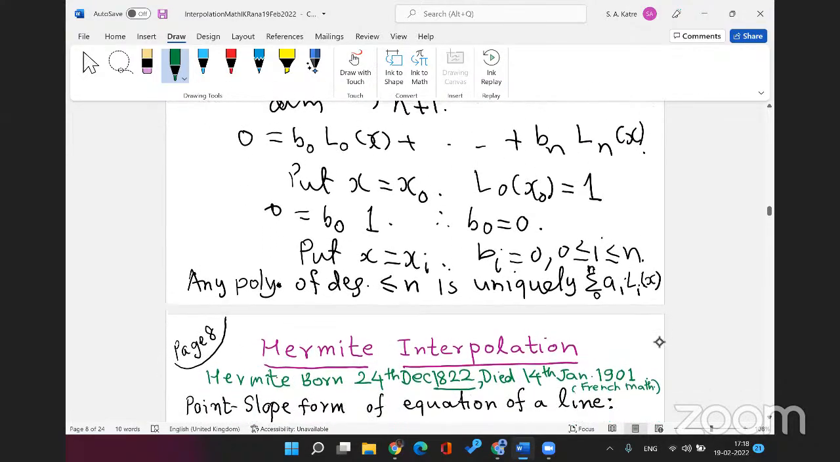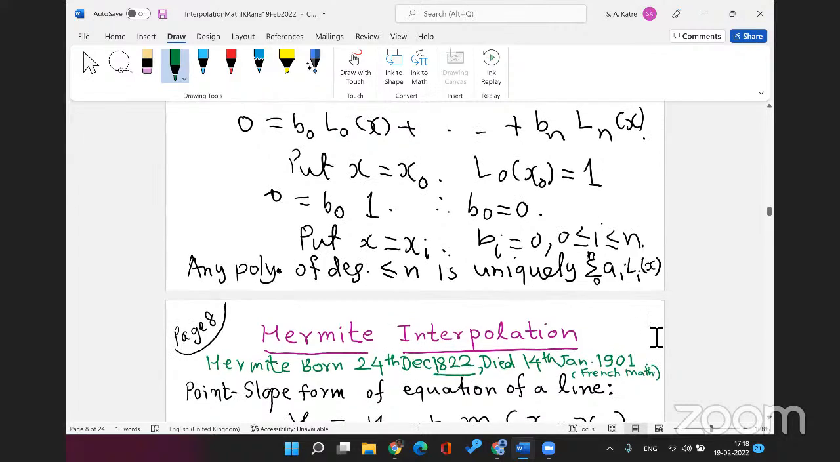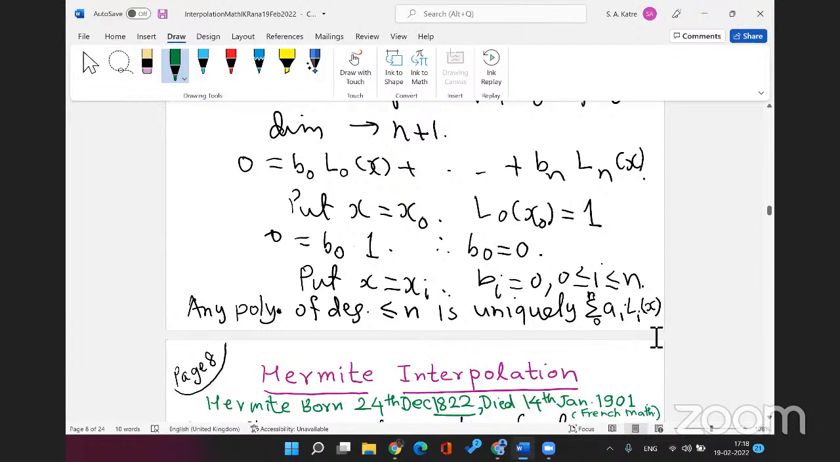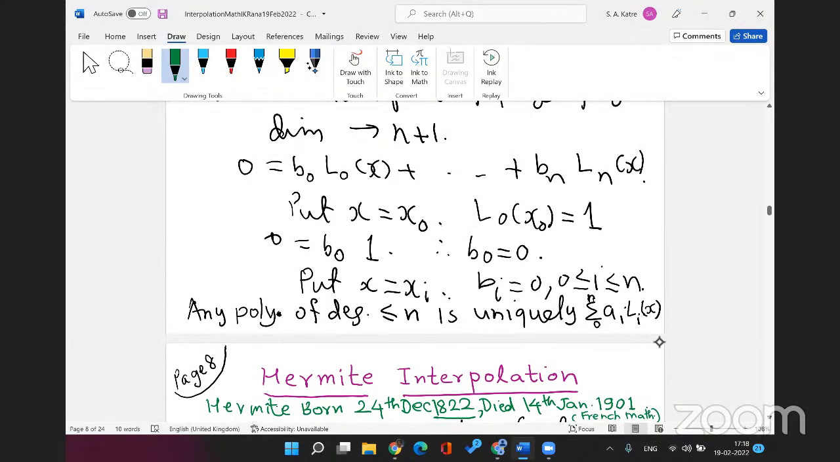So any polynomial of degree less than or equal to n is uniquely written in this form, summation Ai Li(x). That is because this is the basis. And why is this the basis? Why do L0, L1, and so on form a basis? It can also be seen very easily.